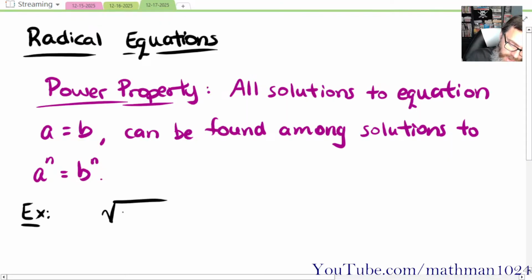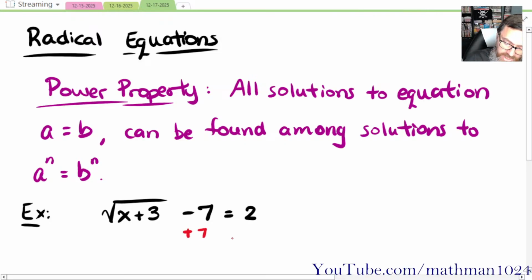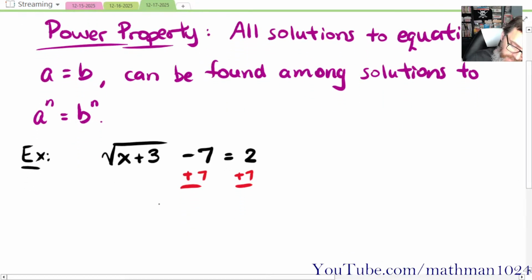if I take the square root of x plus 3 minus 7 equals 2. In order for us to solve this and solve it well, I need to isolate the radical. And so that's as simple as adding 7 to both sides. So now I have the square root of x plus 3 equals 9.